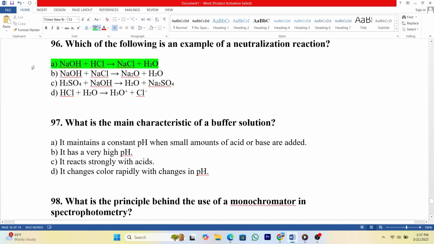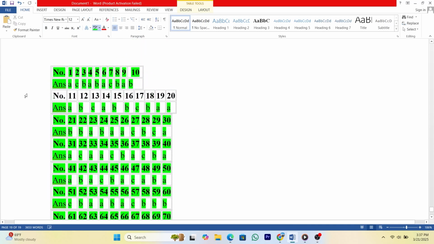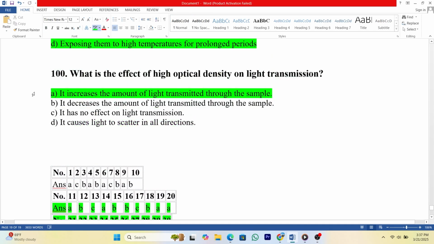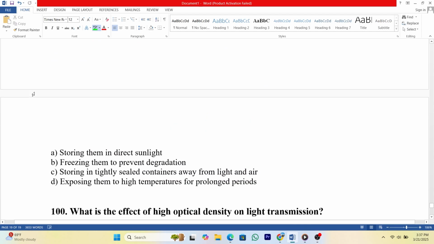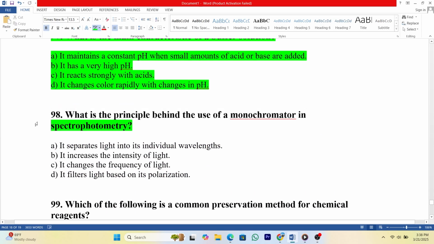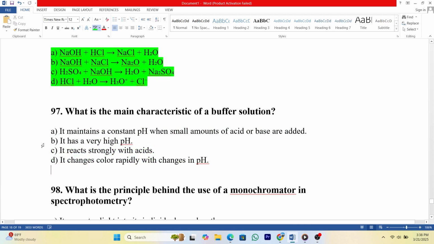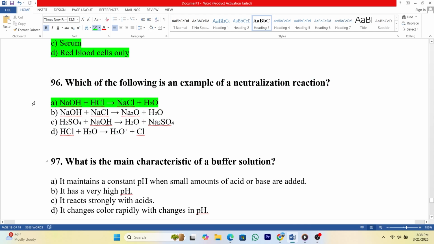96. Which of the following is an example of a neutralization reaction? A. NaOH + HCl → NaCl + H2O. B. NaOH + NaCl → Na2O + H2O. C. H2SO4 + NaOH → H2O + Na2SO4. D. HCl + H2O → H3O+ + Cl-. Answer, A. NaOH + HCl → NaCl + H2O.